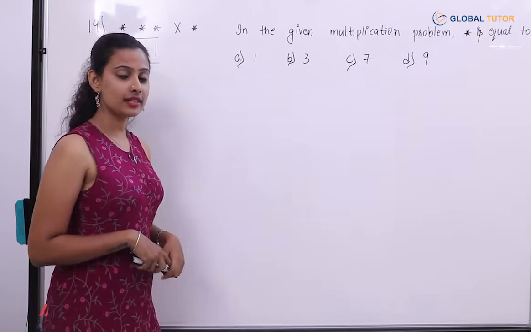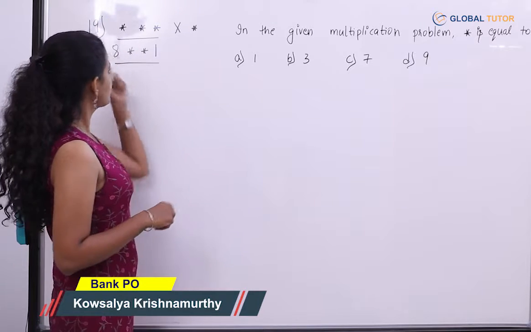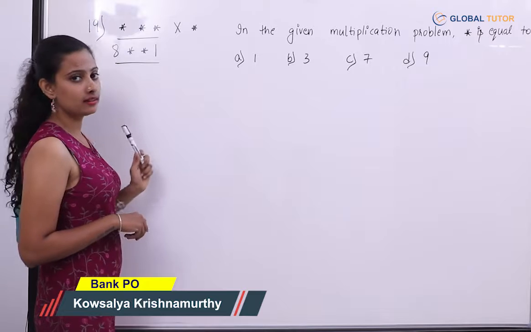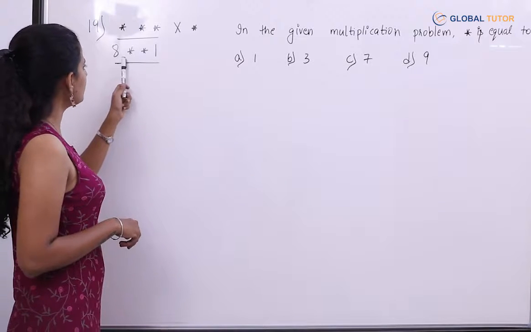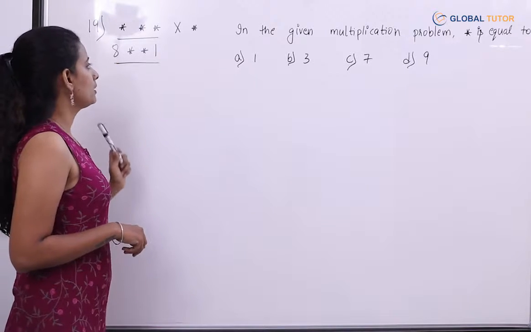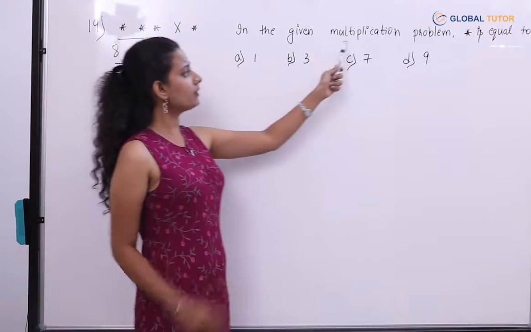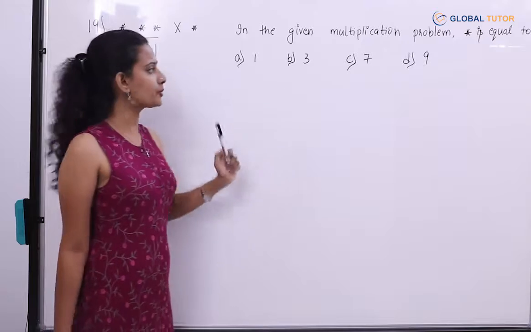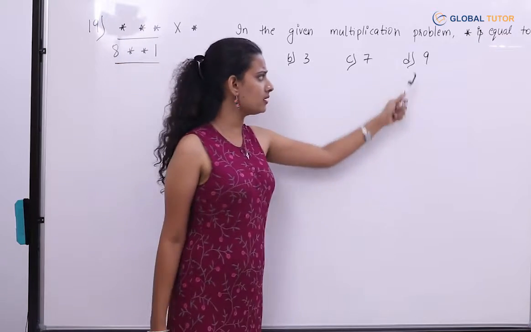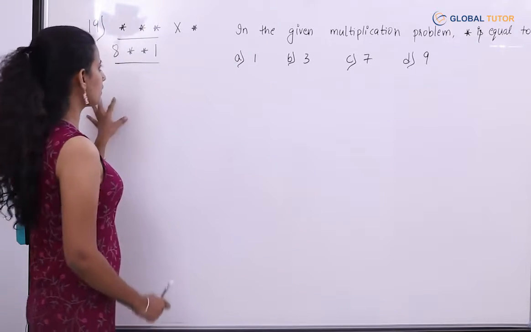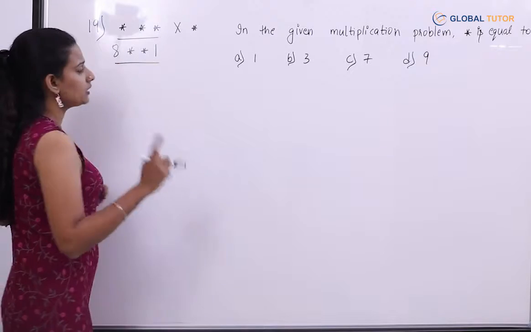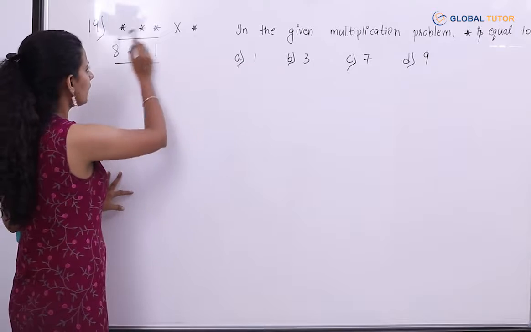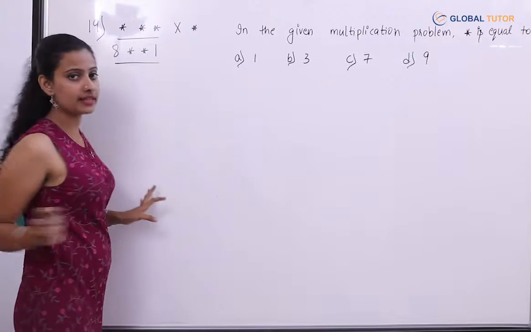Let us start today's episode with an example. Star, star, star into star. When you multiply these numbers, you will get 8 star star 1. So now the question is, in the given multiplication problem, star is equal to, we've got 4 options: 1, 3, 7, 9. So in the question, the star can be only one number. So if you replace this star with one number, every star has to be the same number.